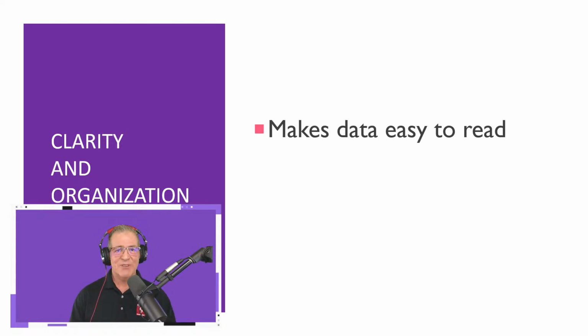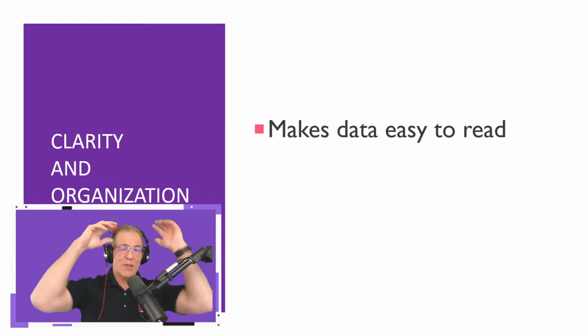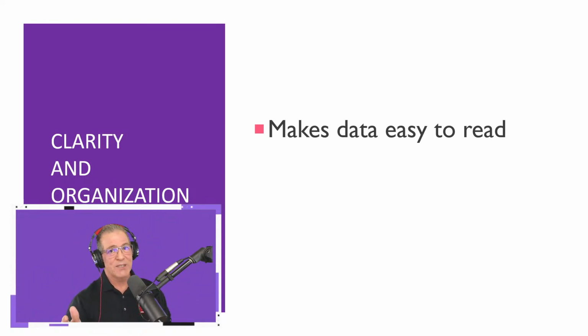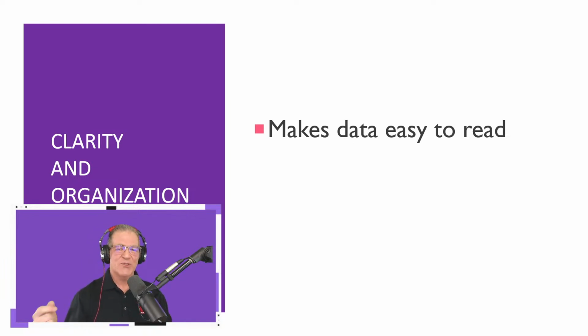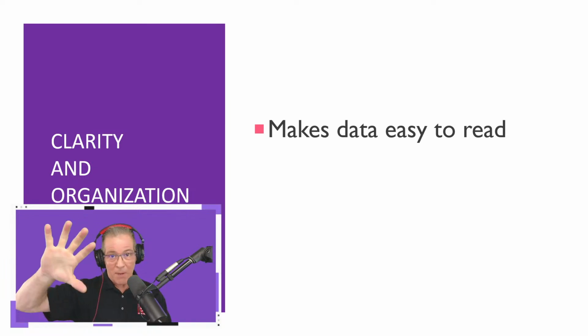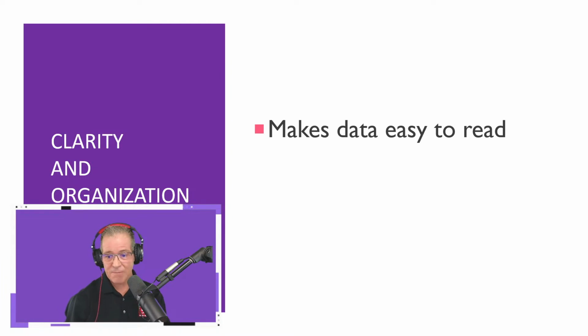Clarity and organization. That's another reason why you want to format. It makes the data really easy to read. You want to highlight all the conditional formatting. Conditional formatting means that, for example, you can apply specific formatting when a condition is met. Like the numbers that are greater than $5,000, make them all red. Like that, for example.